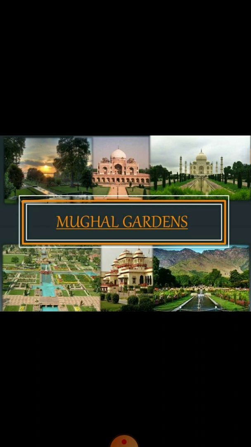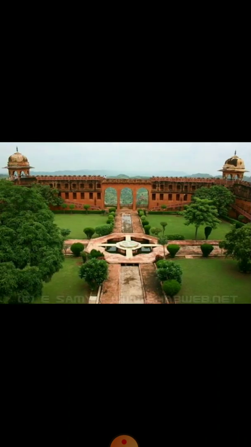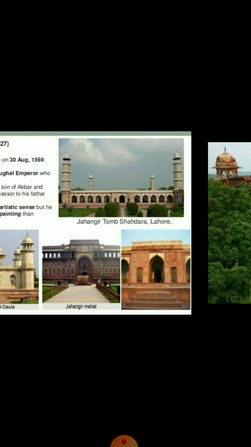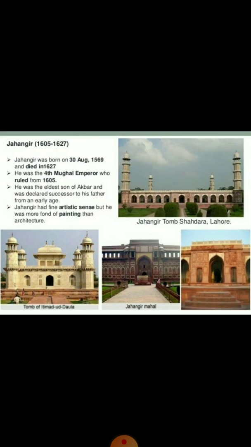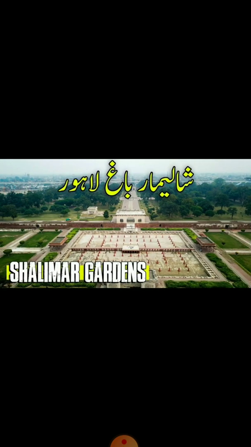Mughal gardens. They laid gardens similar to Persian gardens introduced by Babur in India. The gardens were divided into four sections by water channels with fountains between them, called char bagh. The most famous Mughal gardens, built by Jahangir, are the Shalimar Gardens in Kashmir.